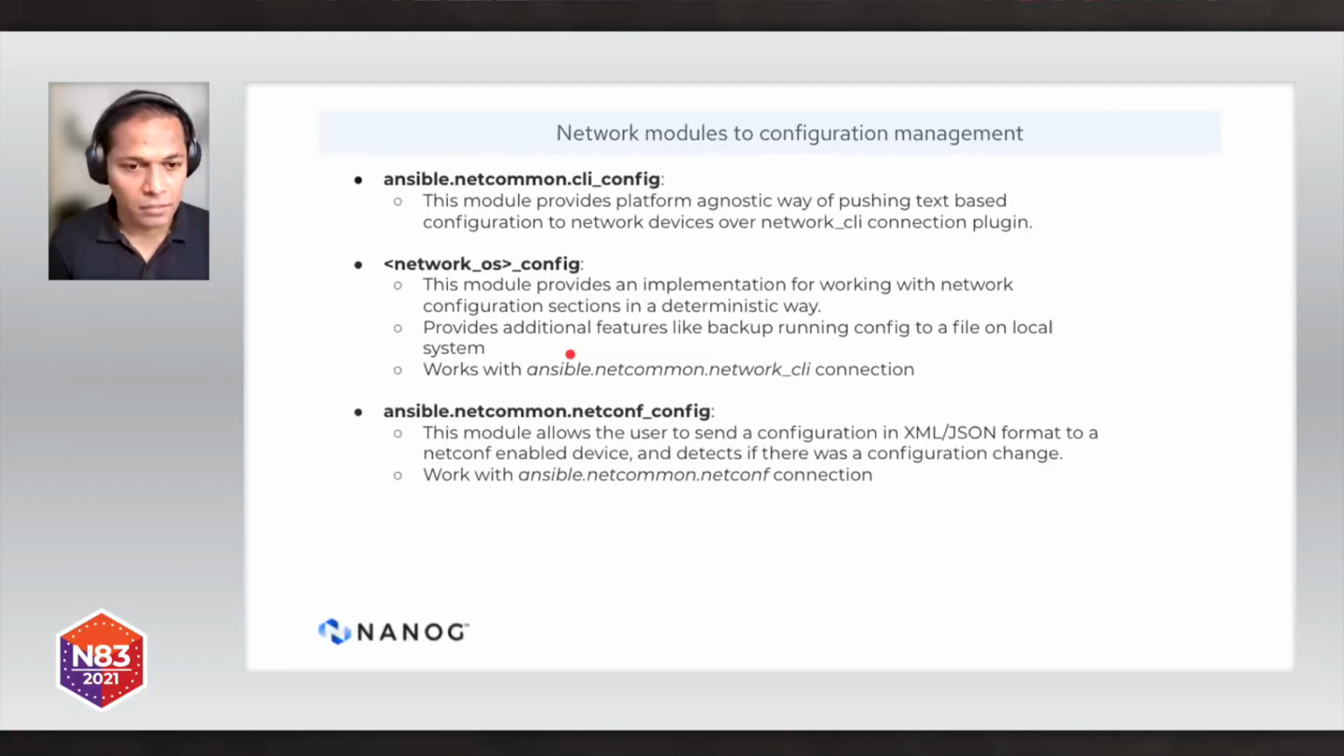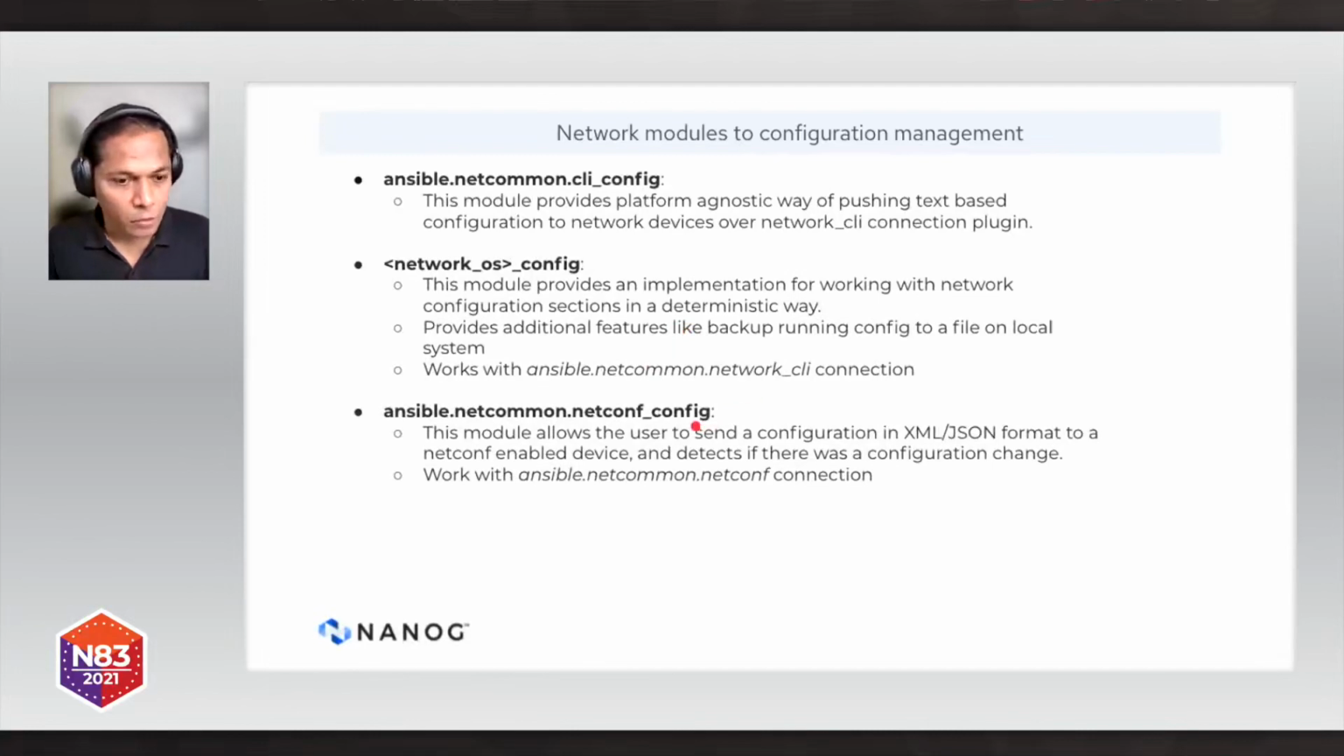They will first fetch what is the current configuration that is running within the host, and it will push the configuration only if there is a change required. So these are idempotent in nature, and they identify whether there is a drift between the desired state and the final state. If there is a drift, only then it will push the changes on the device. Then it provides an easy way to back up the running config onto a file on a local system. This again uses the network CLI connection type.